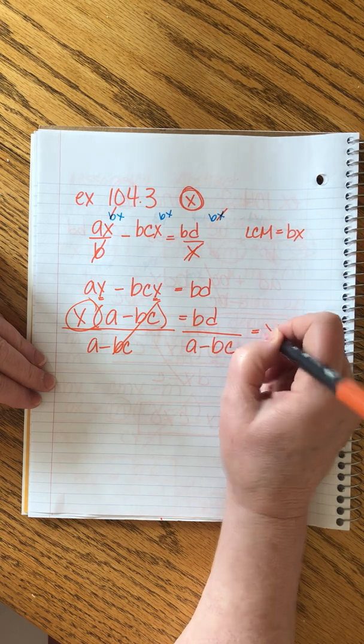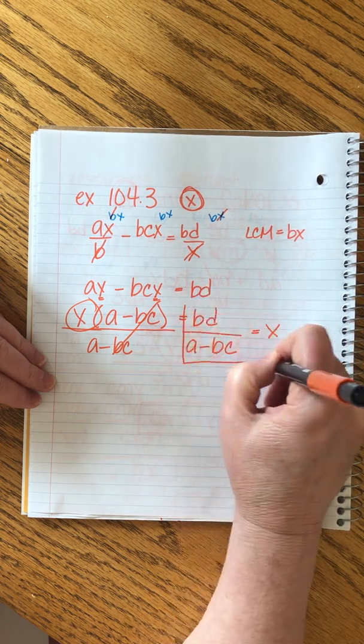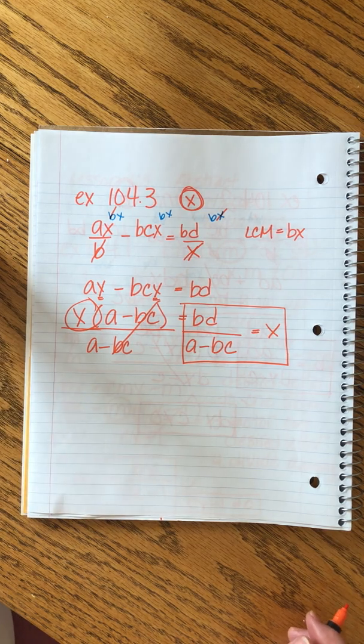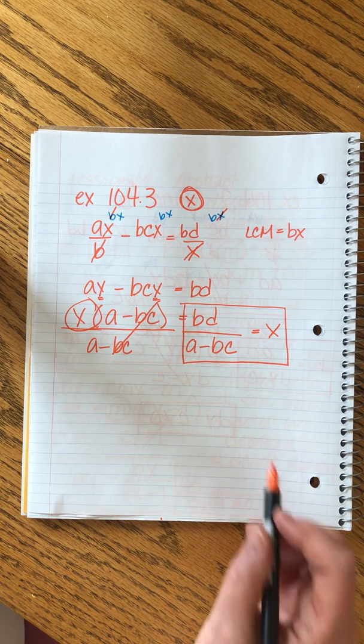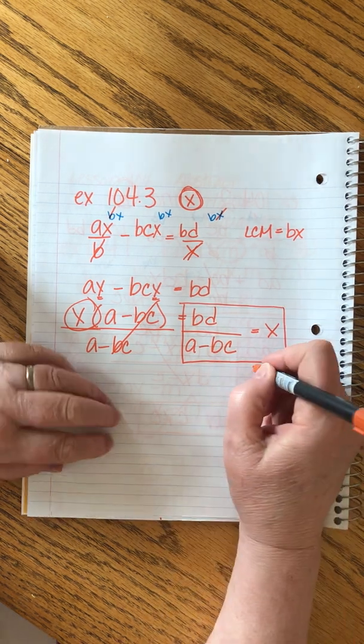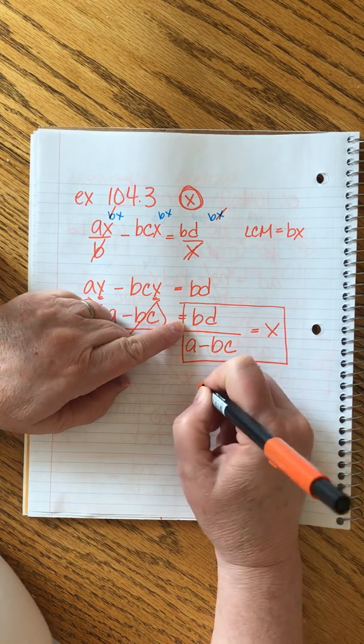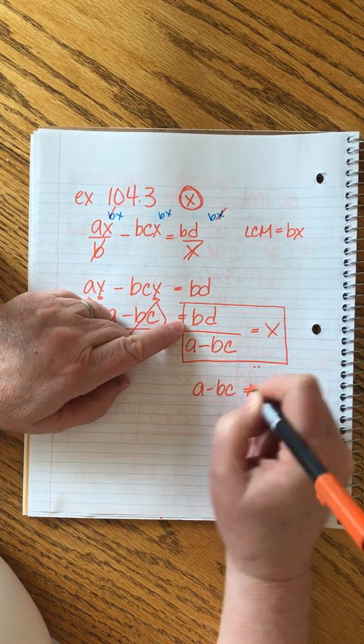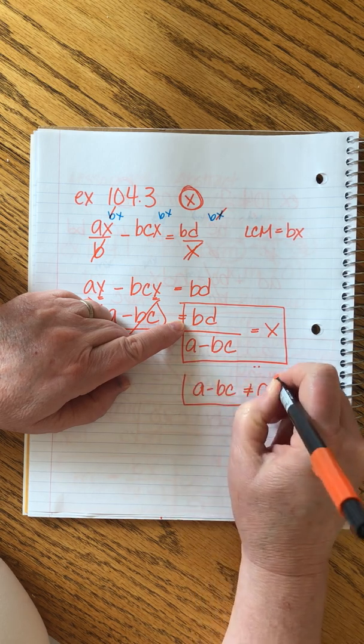And I just recopy it over here to make the answer look neat. BD minus, hang on kitten. I'm just checking to make sure it's right. Yes, and we have to set up our new impermissible value. A minus BC cannot equal 0. So that becomes part of our answer.